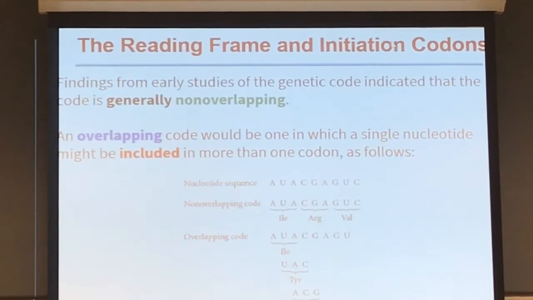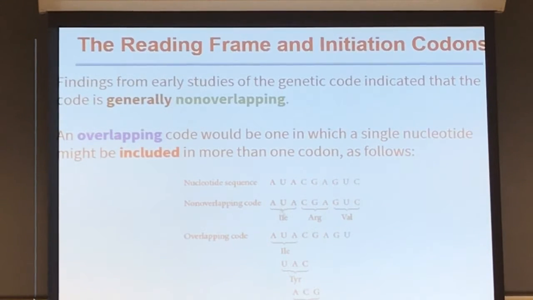Now, the reading frame and initiation codons. In general, the genetic code is non-overlapping. For example, in humans, the first three nucleotides, which is referred to as one codon, will code for one amino acid. The next three will code for another amino acid. Thereby, you have only one reading frame.